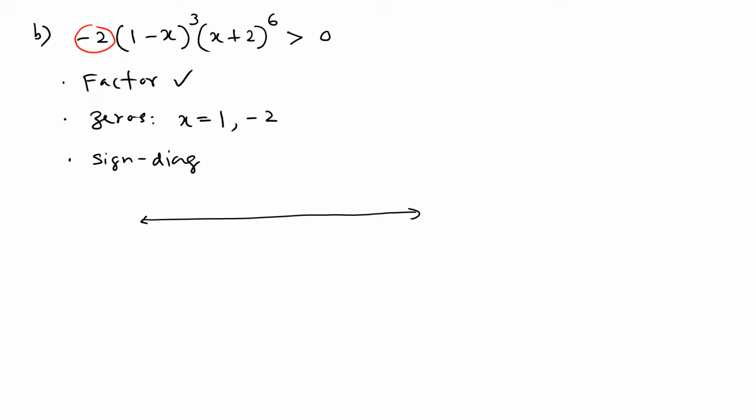So the two zeros are -2 and 1, and then we can again pick the test points as before. So we're going to pick t equals 2. When you plug in t equals 2, the -2 is going to give you a negative sign. The first factor, 1 minus 2, is -1, a negative number. Raised to the third power, it's still negative. And the second one is always positive because of the even power. So two negatives and one positive, that means positive.